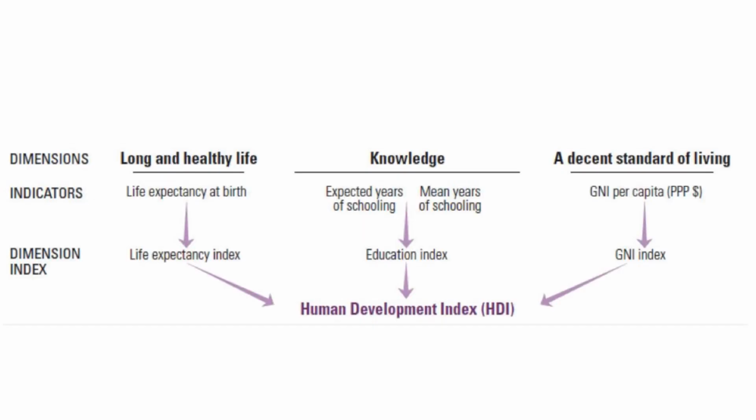What are the three indicators which are combined to calculate the Human Development Index? The first is a long and healthy life, which is measured in terms of life expectancy at birth, that is the life expectancy index. Second is knowledge, the expected years of schooling or mean years of schooling, which converts into the education index. And third is a decent standard of living, measured in terms of GNI per capita and converted into the GNI index. All these three indexes combine together to measure the Human Development Index.